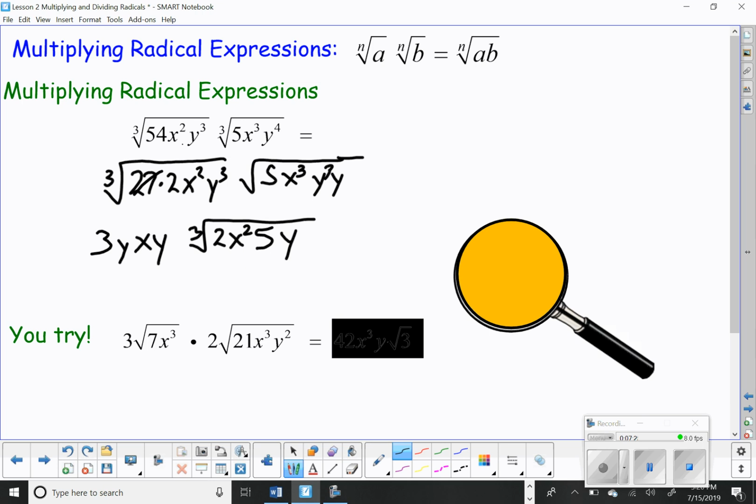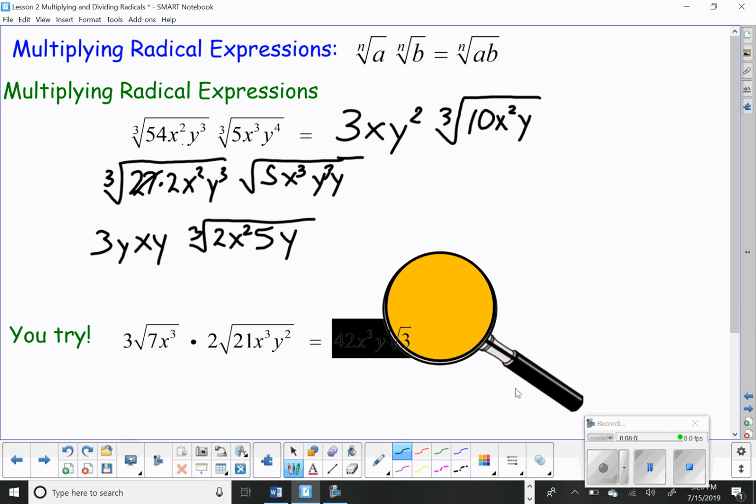Now I've taken care of each piece one at a time, so I have 3x y squared outside, and then I have the cube root of 10x squared y on the inside. That's all I did. So you can simplify it, or I could have multiplied 54 times 5 and figured out that I have a cube root of 3 hidden somewhere in there. I find sometimes it's easier to take care of it when it's smaller, if possible. Okay, try these.